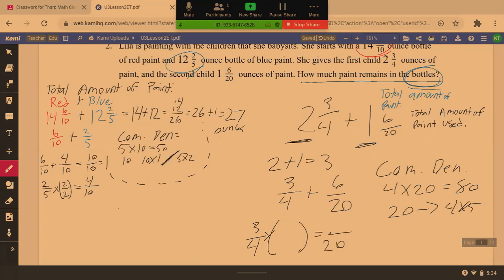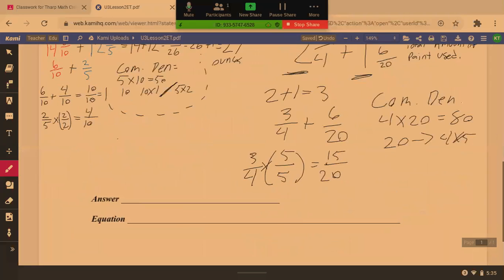So like I said, 4 times 5 equals 20. So what I do to the bottom, I do to the top. 3 times 5 was 15. So what we are doing is 15 over 20 plus 6 over 20. And I get 21 over 20.